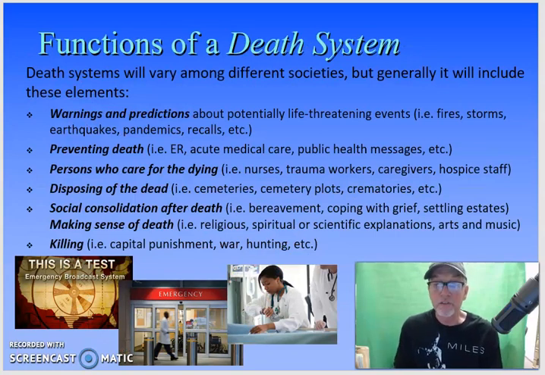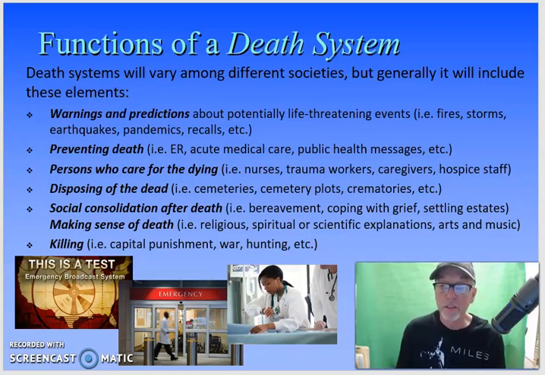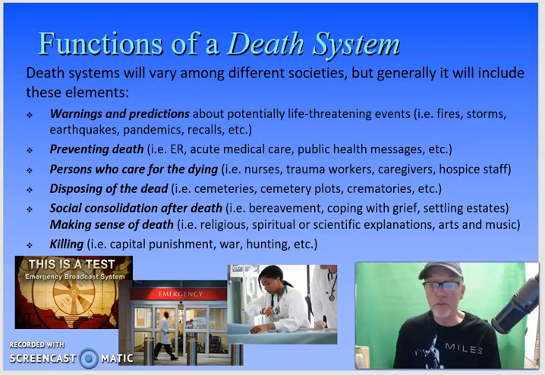The functions of the death system will vary among different societies, but generally include these elements. There's usually some kind of warnings and predictions about potentially life-threatening events, such as fires, storms, earthquakes, pandemics, recalls, etc. Then there's preventing death, such as what happens in the emergency room of hospitals or acute medical care clinics. There's also public health messages that try to help individuals make informed decisions about what they do.